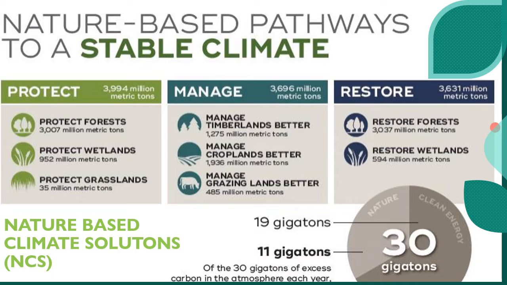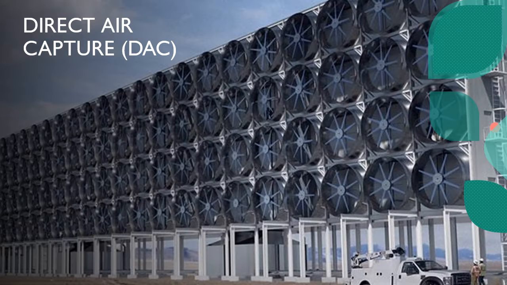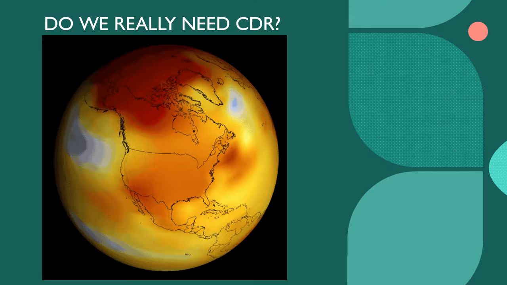As you can see here, NCS can remove huge quantities of carbon from the atmosphere, but there are limits to what it can do. Carbon capture, or CC, is a technological method of removing carbon from the place that it is produced. So, for example, removing carbon from the flue gases in an industrial facility. Direct air capture, or DAC, is another technological approach that removes atmospheric carbon from the ambient air. This technology can take many forms, from large to small, and it can be positioned almost anywhere on the planet.